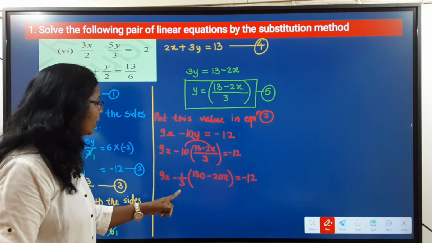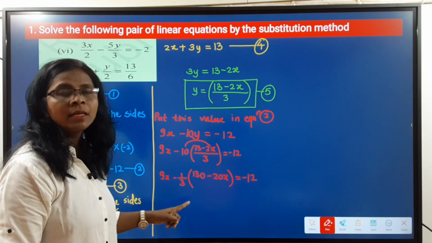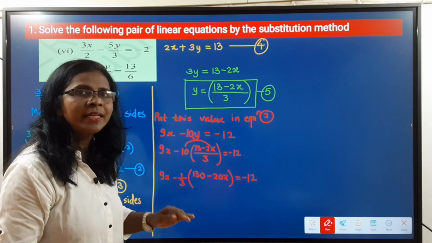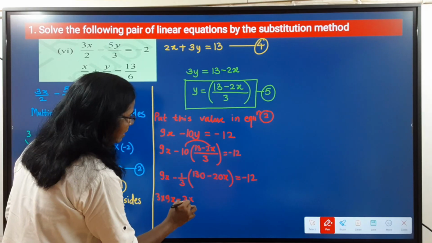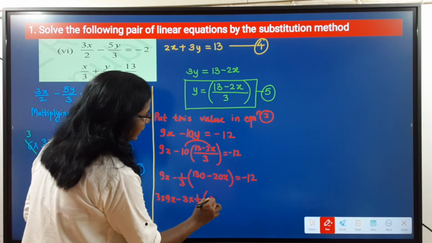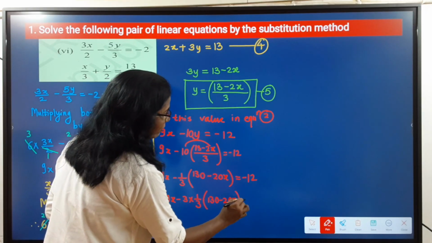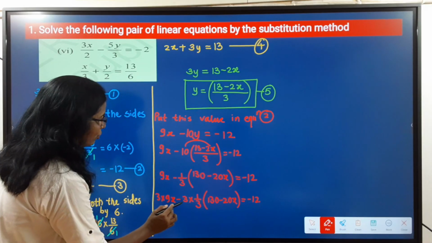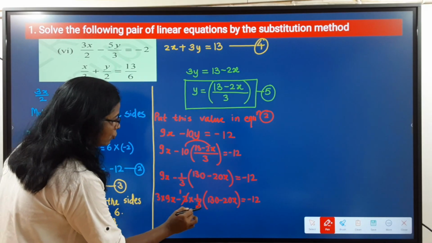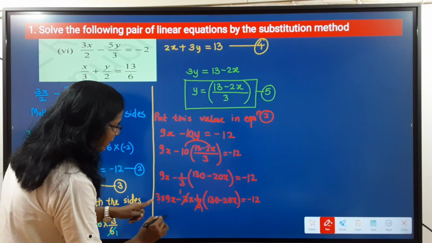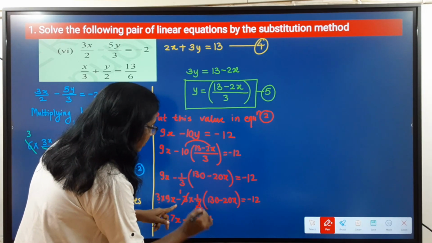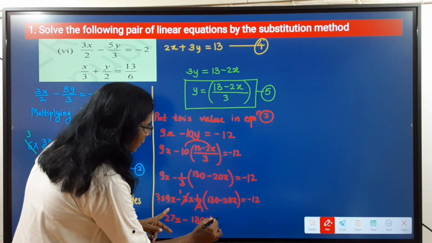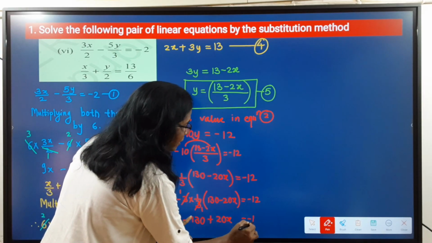Now here, students, at the denominator place there is a 3. So multiplying both the sides by 3: 3 multiplied by 9x minus 3 multiplied by 1 upon 3, then 130 minus 20x is equal to minus 12. Students, see here cancellation occurs. 3 ones are 3, 3 ones are 3. So now 3 nines are 27x minus 130 plus 20x is equal to minus 12.